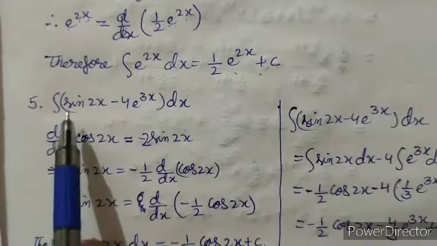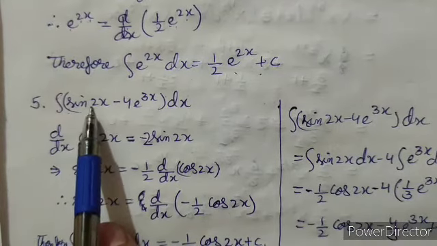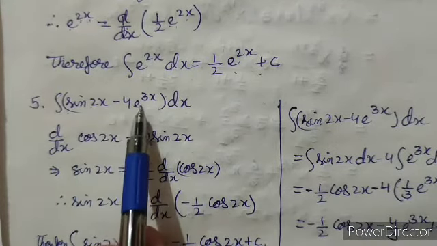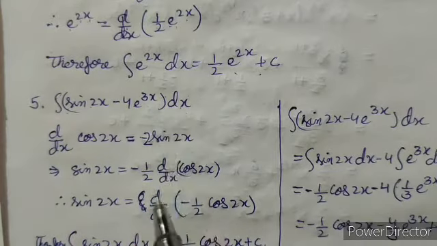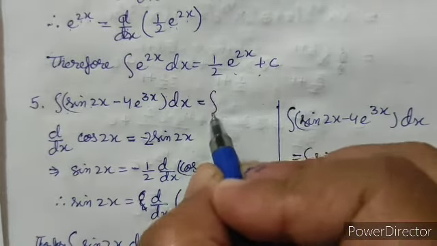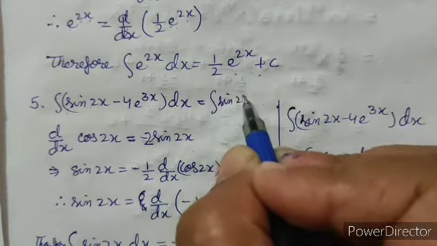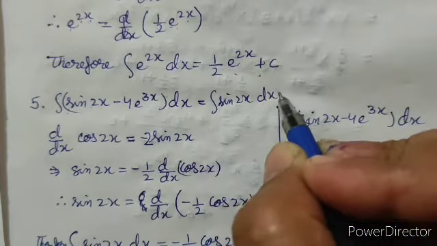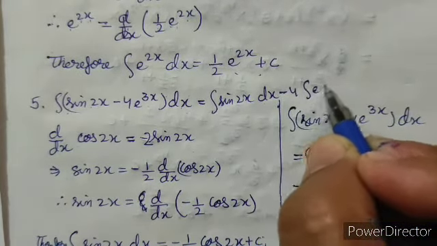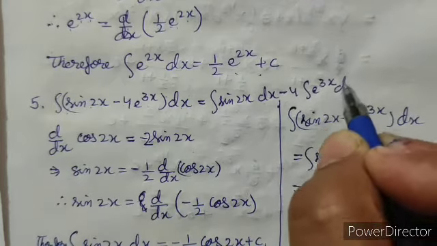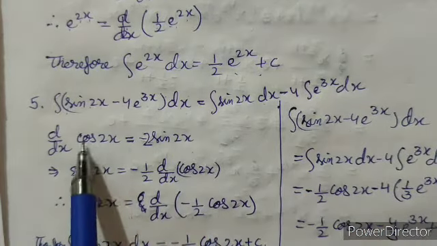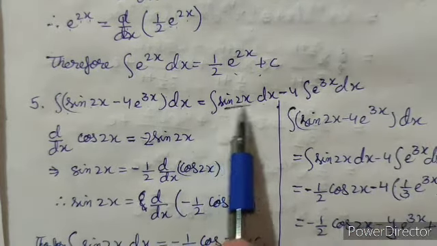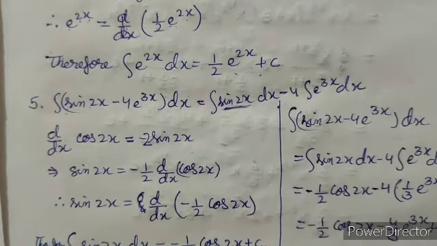On question number 5, we have to find the integral of sin 2x minus 4e^(3x). Now this can be written as the integral of sin 2x dx minus 4 times the integral of e^(3x) dx. Now here, first of all, we have to find the integral of sin 2x.